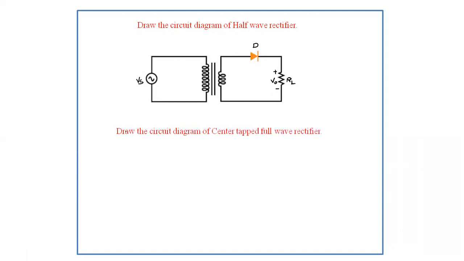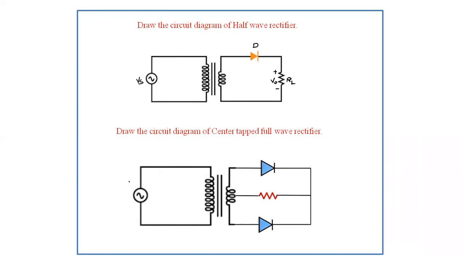Next, draw the circuit diagram of the center tapped full wave rectifier. This is a circuit diagram of the center tapped full wave rectifier. It is a supply voltage Vs, that is AC. Here also it is AC supply.